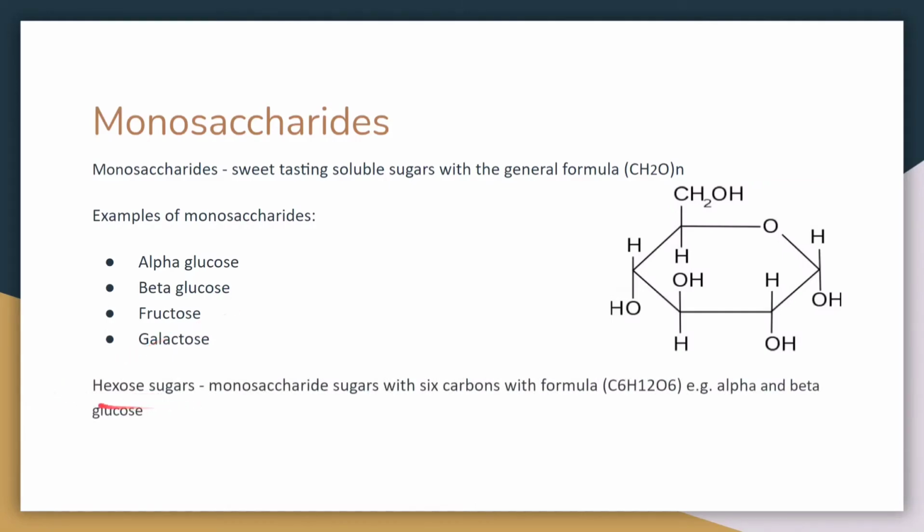Hexose sugars are the most important monosaccharides that you have to know about, because hexose sugars have 6 carbons in their chemical formula. So this means that they have the general formula C6H12O6, and this is alpha and beta glucose, for example. There are many different types of hexose and pentose sugars, and this leads us on to the next slide, which is isomers.